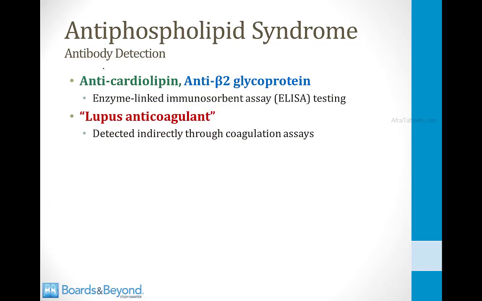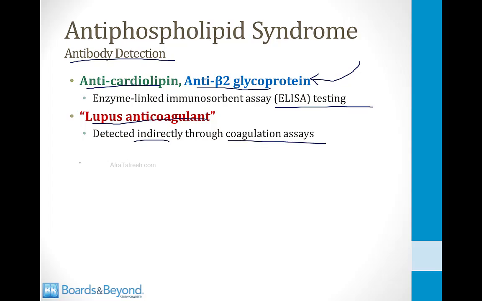If you suspect a patient of having the antiphospholipid syndrome, there are a number of tests you can do to detect the antibodies in the serum. For anticardiolipin and anti-beta-2 glycoprotein, you can do ELISA testing to directly identify the presence of these antibodies in the plasma. On the other hand, the lupus anticoagulant is usually identified indirectly by assessing the coagulation cascade. Like I told you before, this antibody interferes with coagulation testing, so assessment of the coagulation cascade is usually how the presence of the lupus anticoagulant is identified. So let's talk about how that works now.